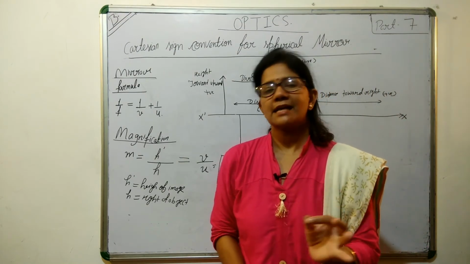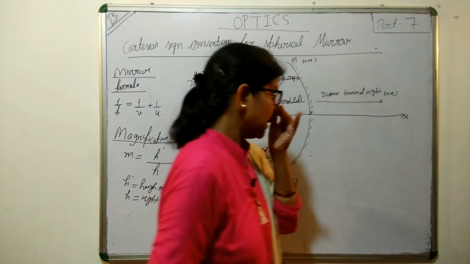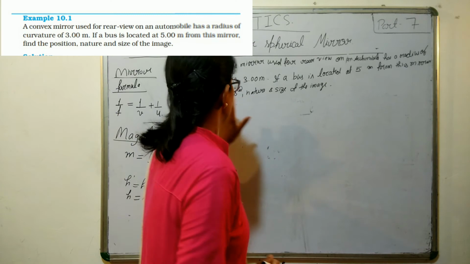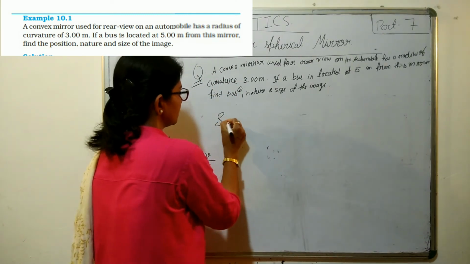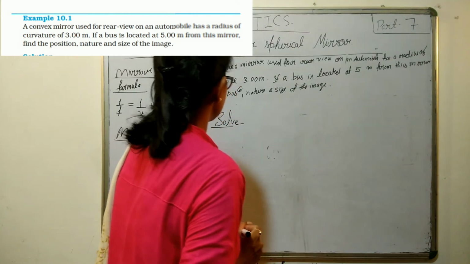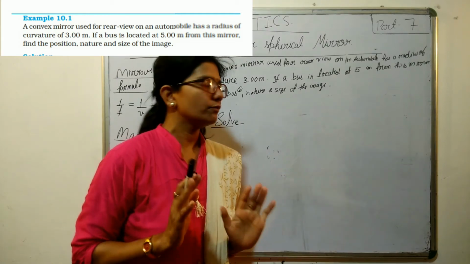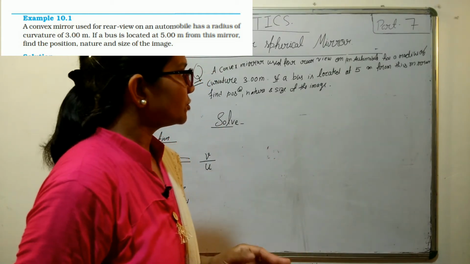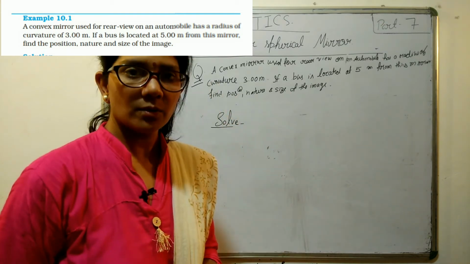Let's see one example of how we can solve this. On the screen you are getting the question, which is also printed. Now let's solve this one. A convex mirror used for rear view, we know it very well, on an automobile has a radius of curvature of 3 meter. What is given?